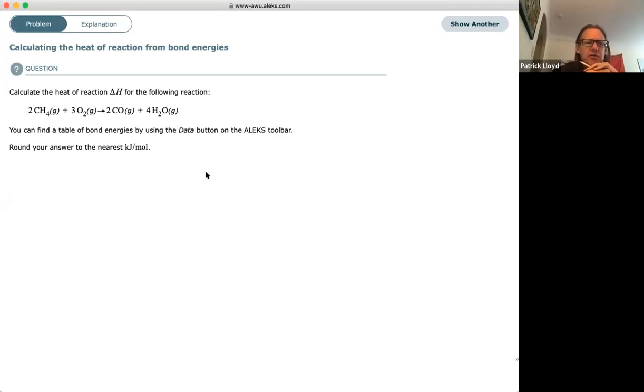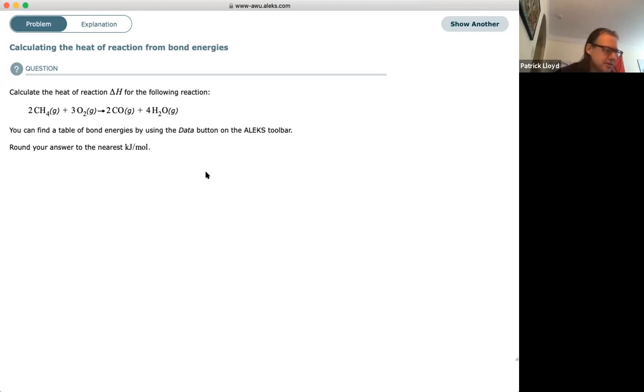Calculating the heat of reaction from bond energies. Calculate the heat of reaction delta H for the following reaction: 2 CH4 gas plus 3 O2 gas forms 2 CO gas plus 4 H2O gas. You can find the table of bond energies by using the data button on the Alex toolbar. Round your answer to the nearest kilojoule per mole. Just round it to the nearest kilojoule. This one is the combustion of methane to form carbon monoxide and water.